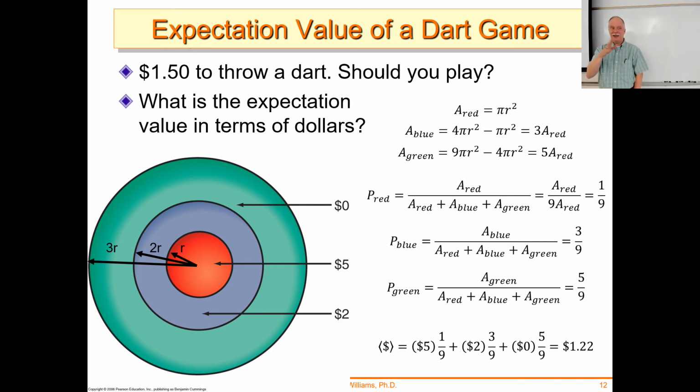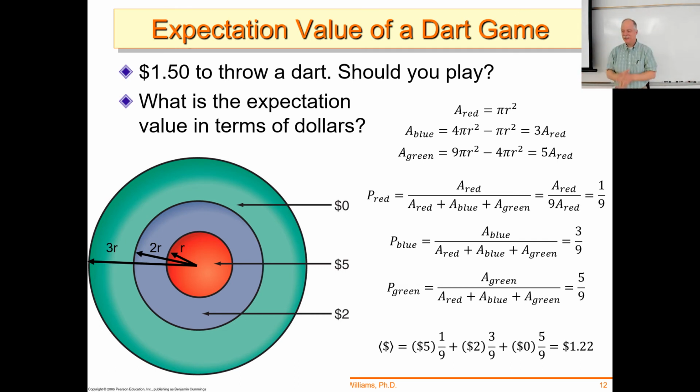Because again, you make a subjective decision that $1.50, that's not worth that much. It'd be worth the fun of throwing the darts. And so you make a subjective evaluation to try the game. Now, if you throw it and you hit the red, walk away. Take the money and go. Because the expectation value is $1.22. So the more you play, the more you're going to lose.